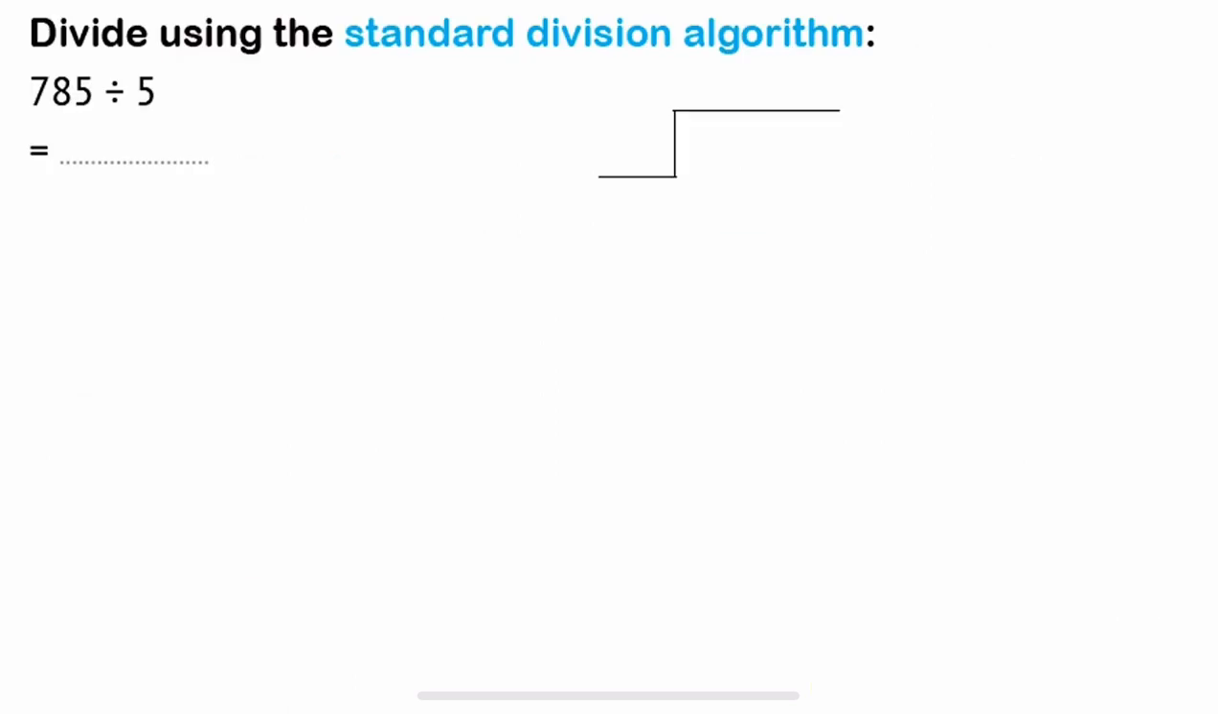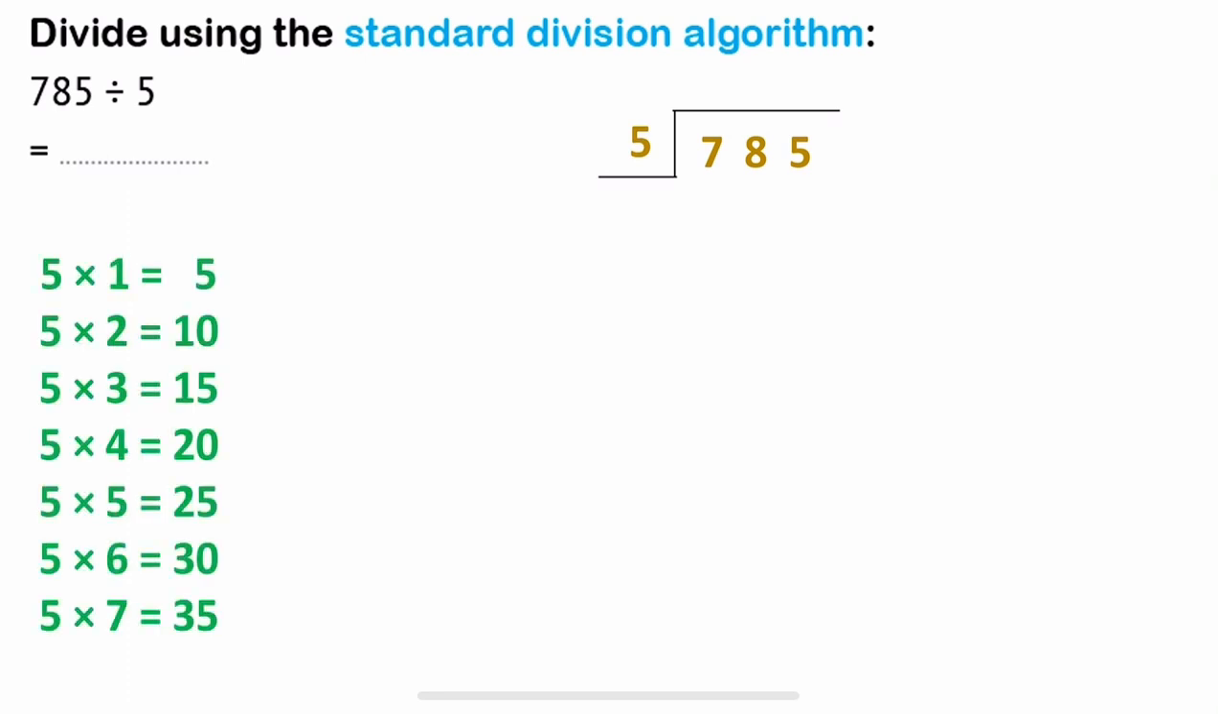Another example, 785 divided by 5. So we start writing numbers. We write 785 down and we write 5 here. We may use draft to help us. We have table 5, multiples of number 5. We start looking at the first digit, 7. 7 is greater than 5, so we look for 7. Here we have 5. So we write 5 and we put 1 up. 1 times 5 is 5.